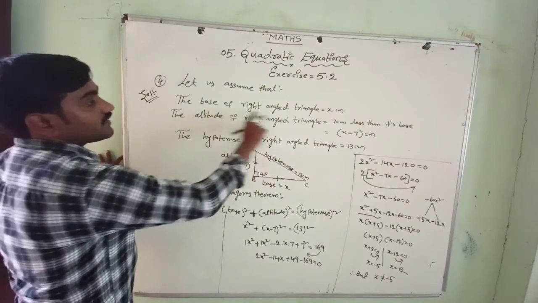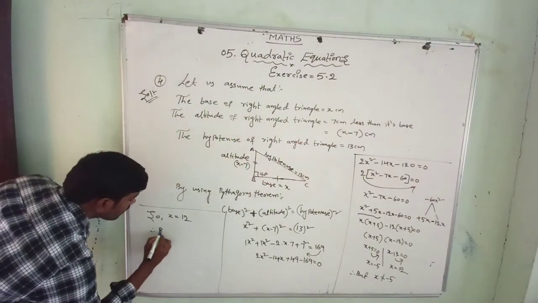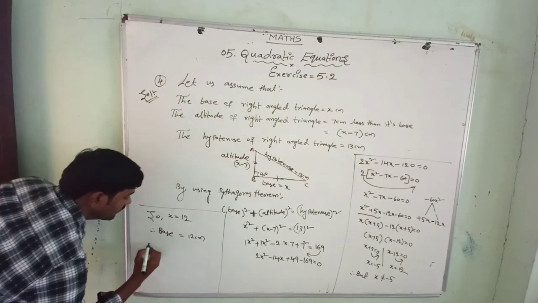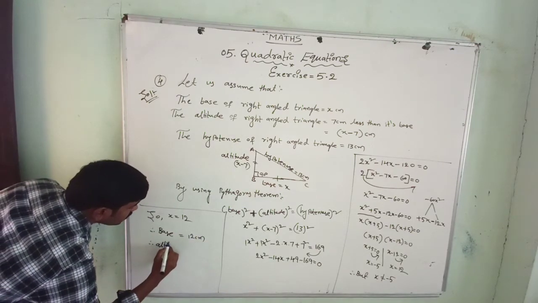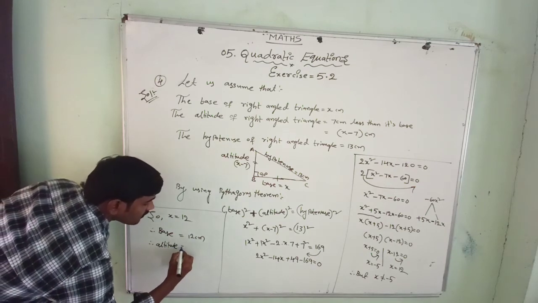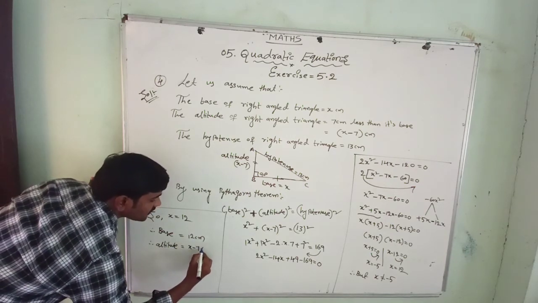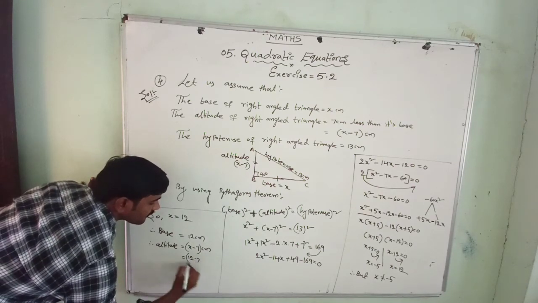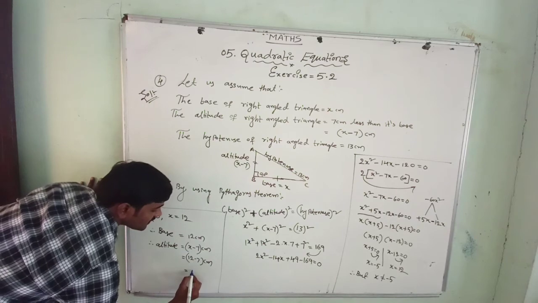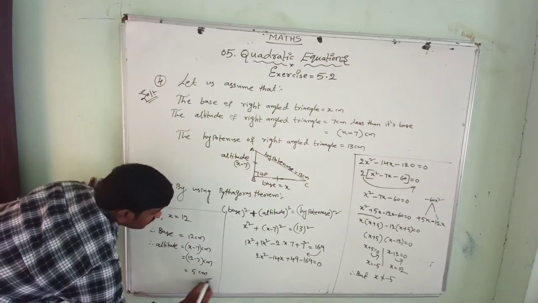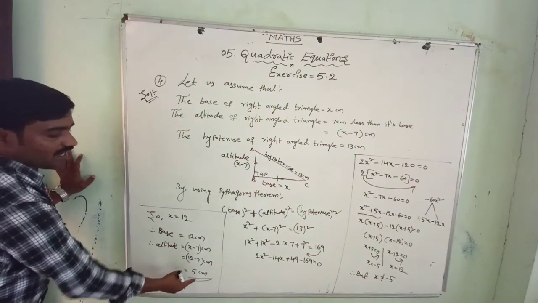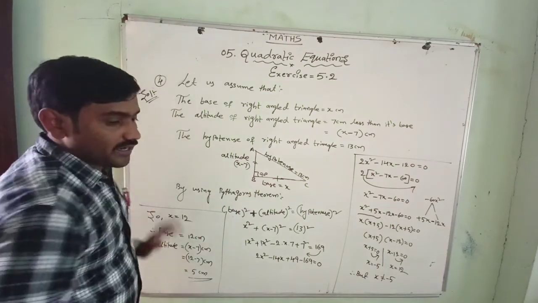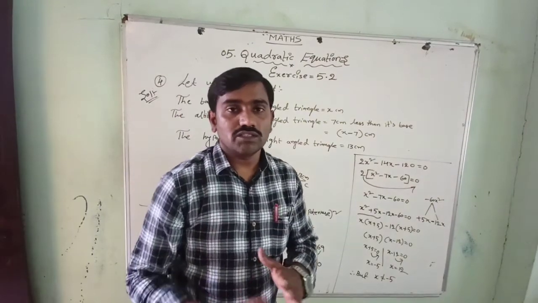Then if x equal to 12, therefore the base of the right angle triangle is 12 centimeter. Then altitude equal to x minus 7 centimeter, no? Here x equal to 12, so 12 minus 7 centimeter. 12 minus 7 is what? 5 centimeter. Therefore, the altitude of the right angle triangle is 5 centimeter. The base of the right angle triangle is 12 centimeter. So, the fourth question is done.